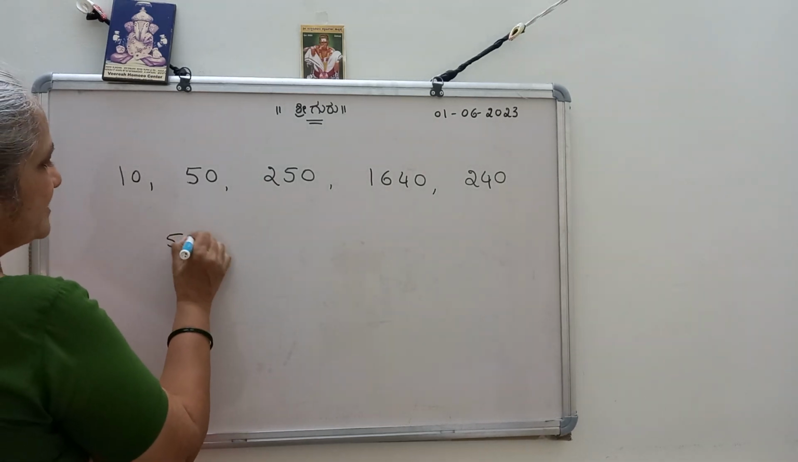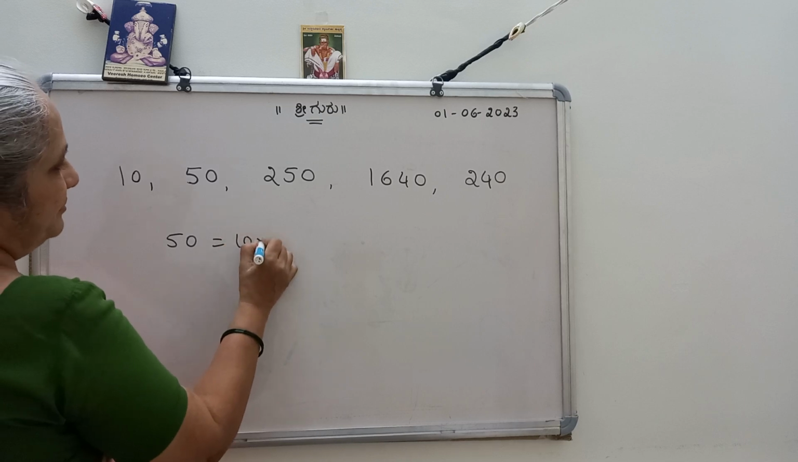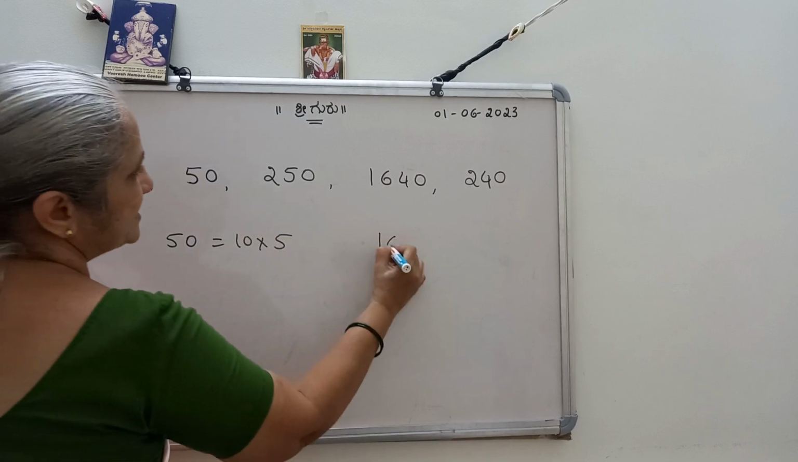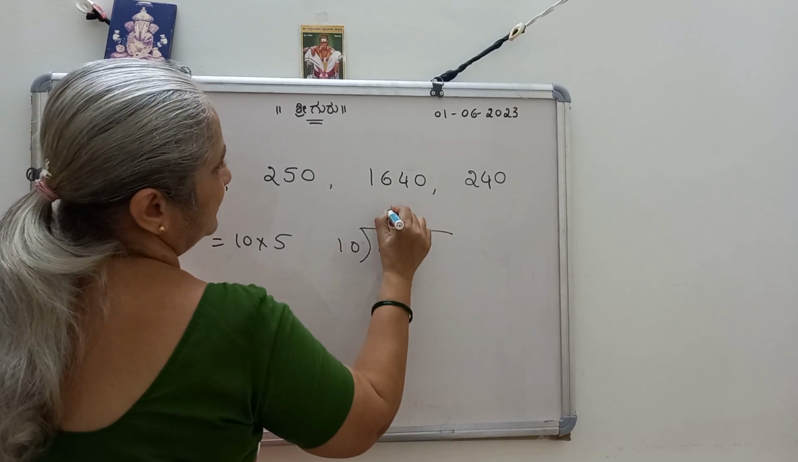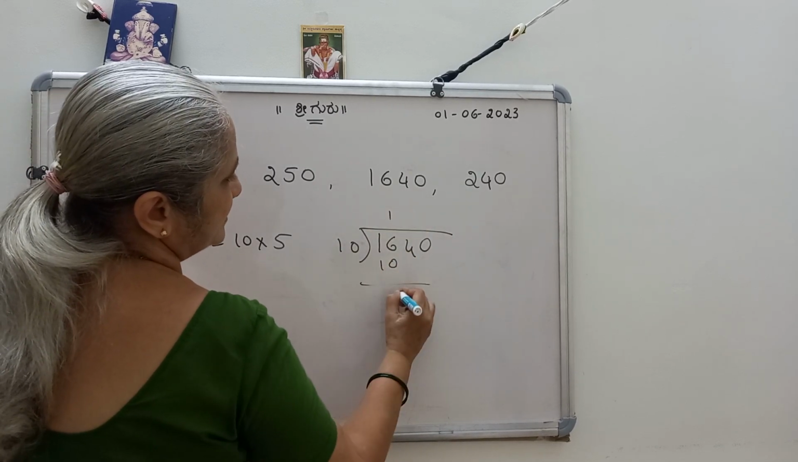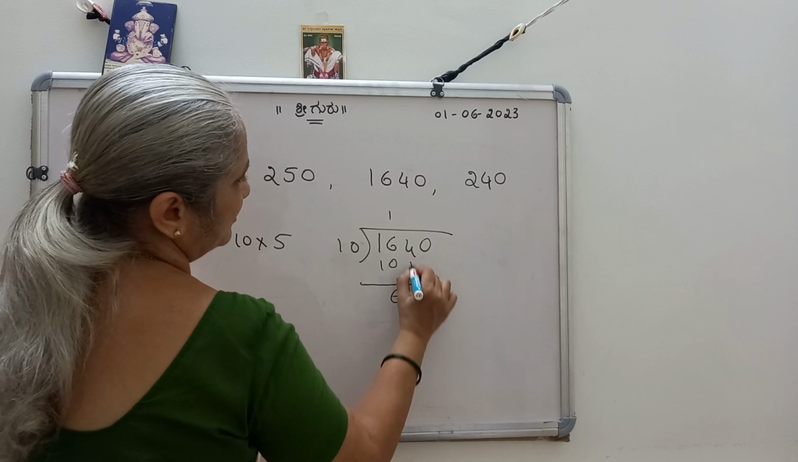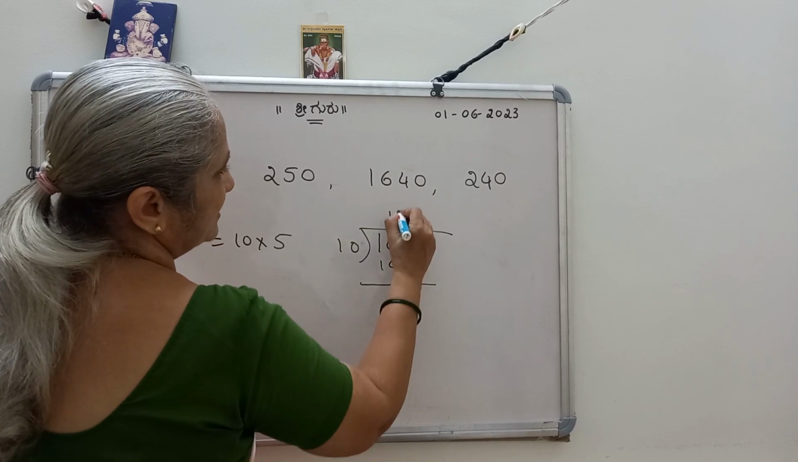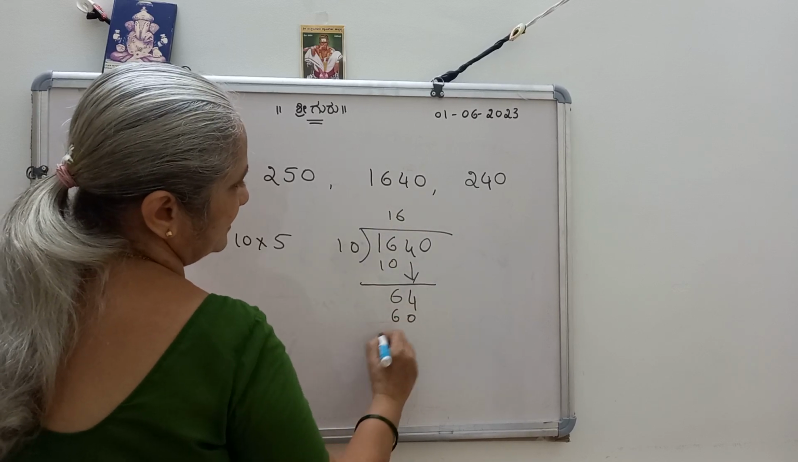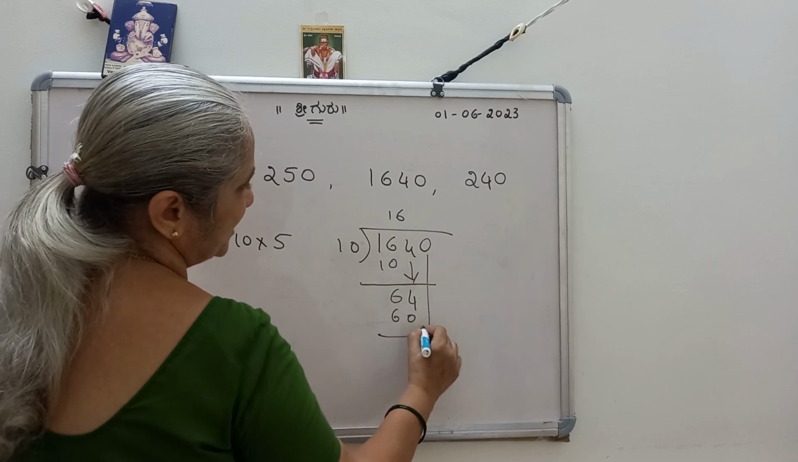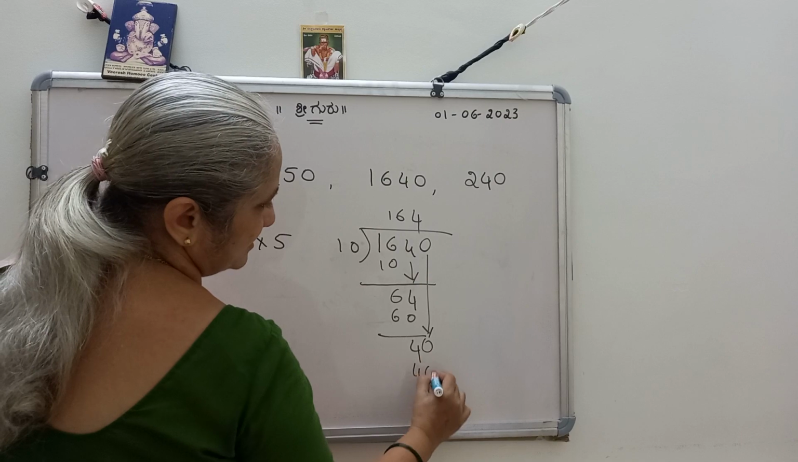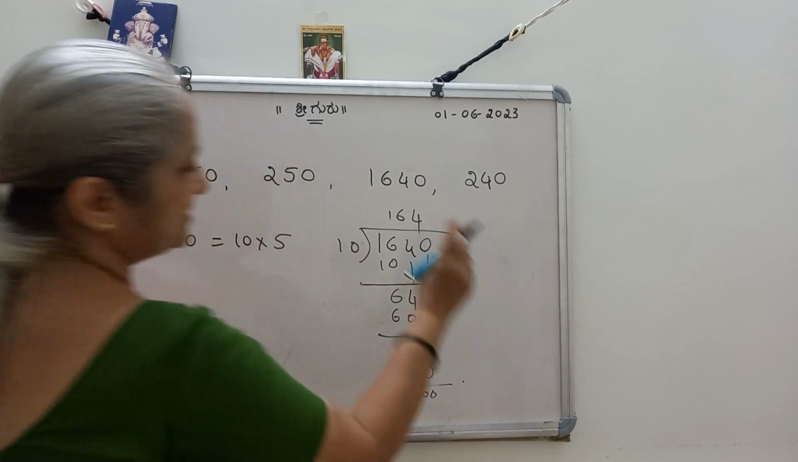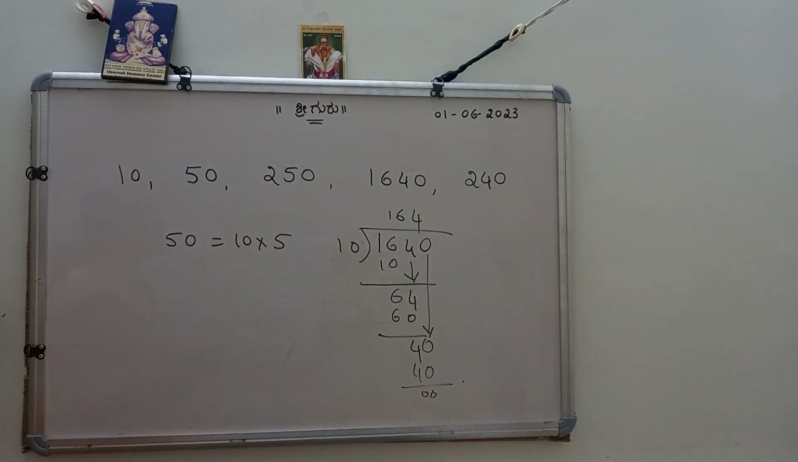So 50 is 10 into 5, and 1640 divided by 10. 10 ones are 10, 6 remaining, bring down 4. 10 6s are 60, 4 is remaining, bring down 0. 10 4s are 40. So these numbers are exactly divisible by 10.